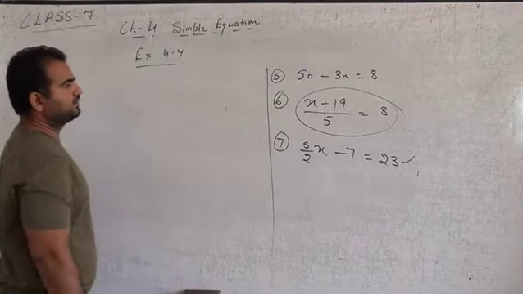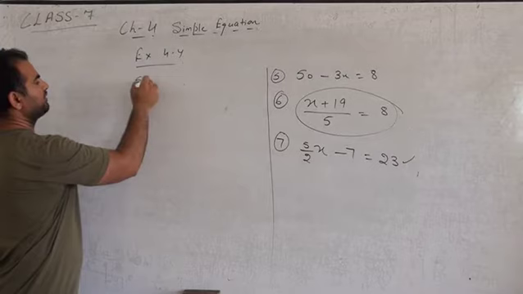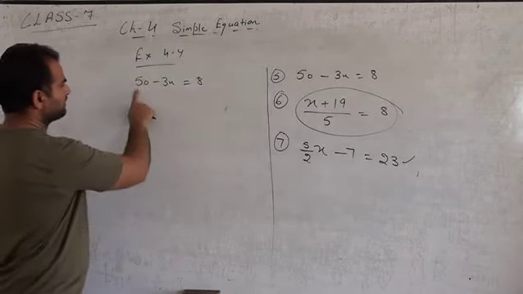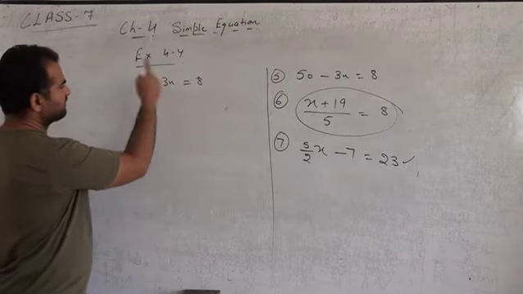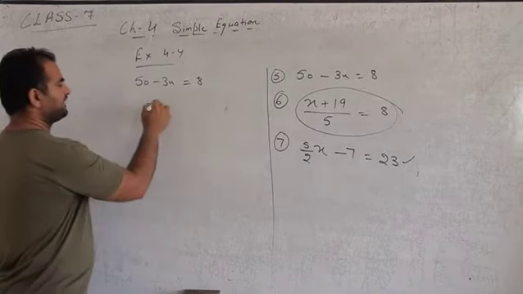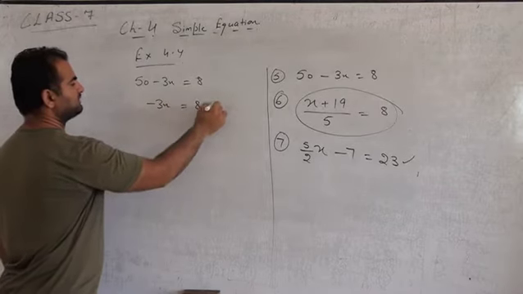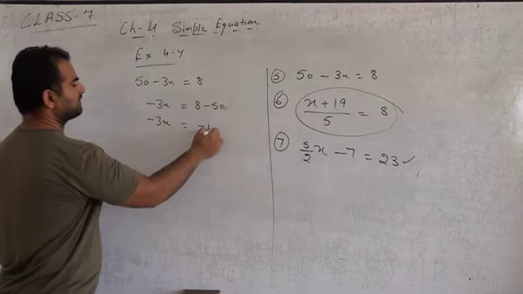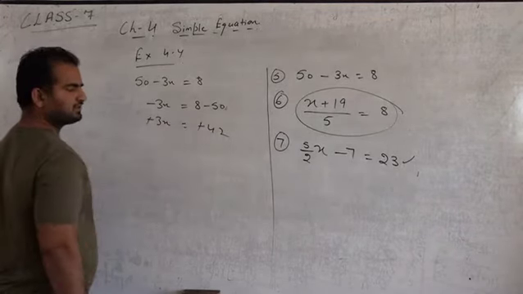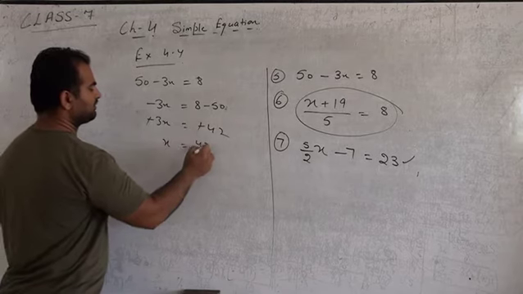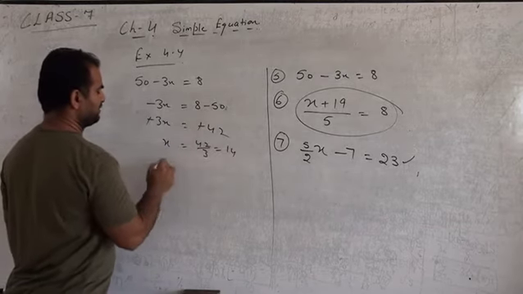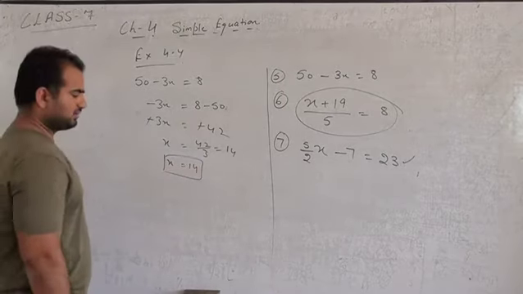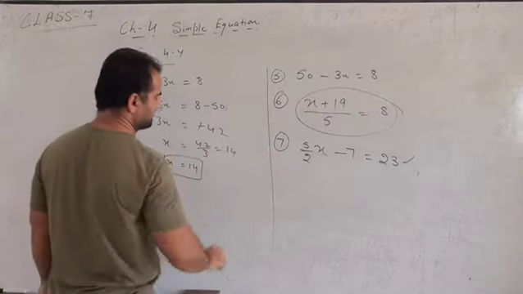The solution of the fifth equation is 50 minus 3x equals 8. We have to remove the 50 from this side, so we can shift it there. So it will be minus 3x equals 8 minus 50. Minus 3x equals minus 42. Minus and minus cancel. x equals 42 upon 3 equals 14. So x equals 14. Answer.